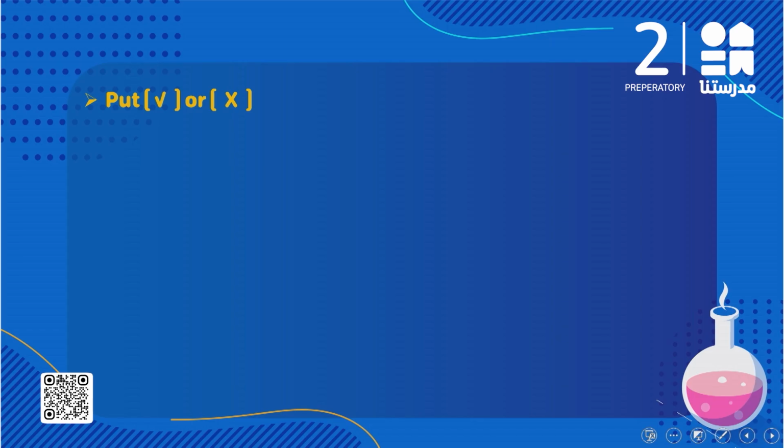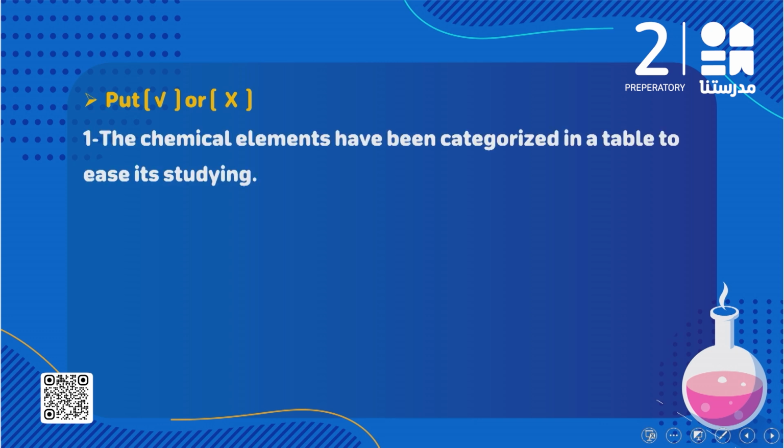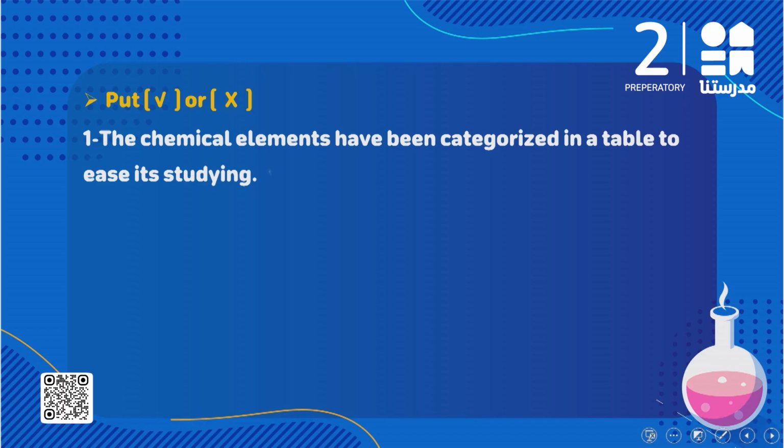Okay, now put right or wrong. Let's read the first sentence here: the chemical elements have been categorized in a table to be easy for studying. We put these elements already and made a classification or arrangement in tables to be easy for studying. Of course, A is right.